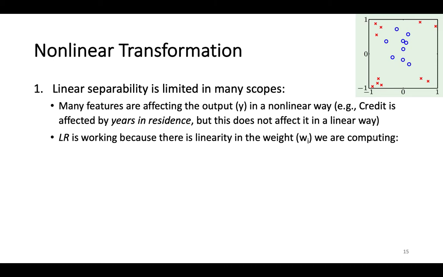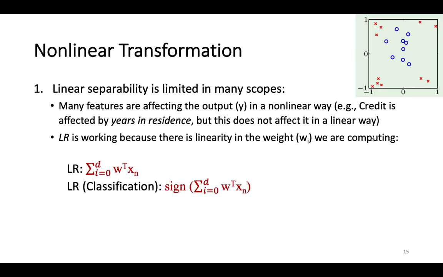And in general, as you know, linear regression is working because there is linearity in the weights we are computing, right? That was the summation of i from 0 to d of your W transpose x. In the classification case, we just had to take the output of that through the sign as plus 1 or minus 1, right? That was the difference. So how are we going to achieve this?